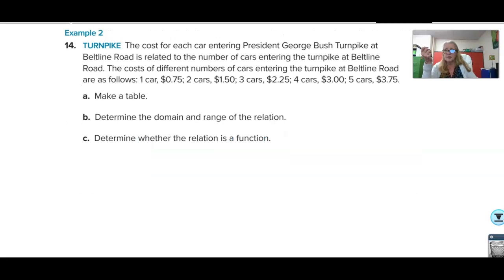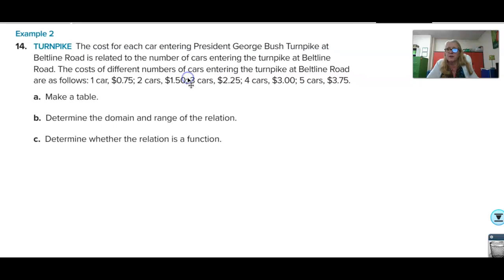All right, so now this becomes a little tedious. The cost for each car entering President George Bush Turnpike at Beltline Road is related to the number of cars entering the turnpike at Beltline Road. The costs of different numbers of cars entering the turnpike at Beltline Road are as follows: 1 car, 75 cents; 2 cars, $1.50; 3 cars, $2.25; 4 cars, $3; and 5 cars, $3.75.